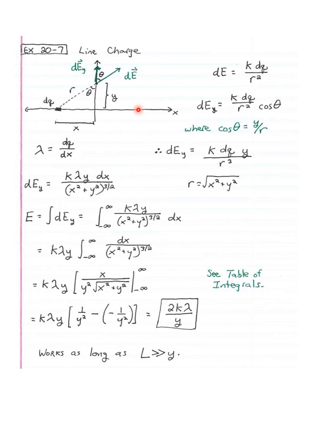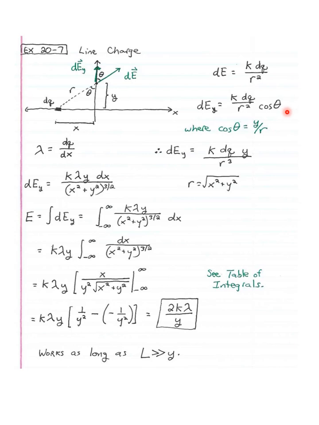All of the x components are going to cancel, because it's infinitely to the left and infinitely to the right, and all we're concerned with is the y component. That is the electric field. I have dE equals k dq over r squared. That's basic from a point charge. The y component is, using some basic trigonometry, k dq over r squared times cosine theta.